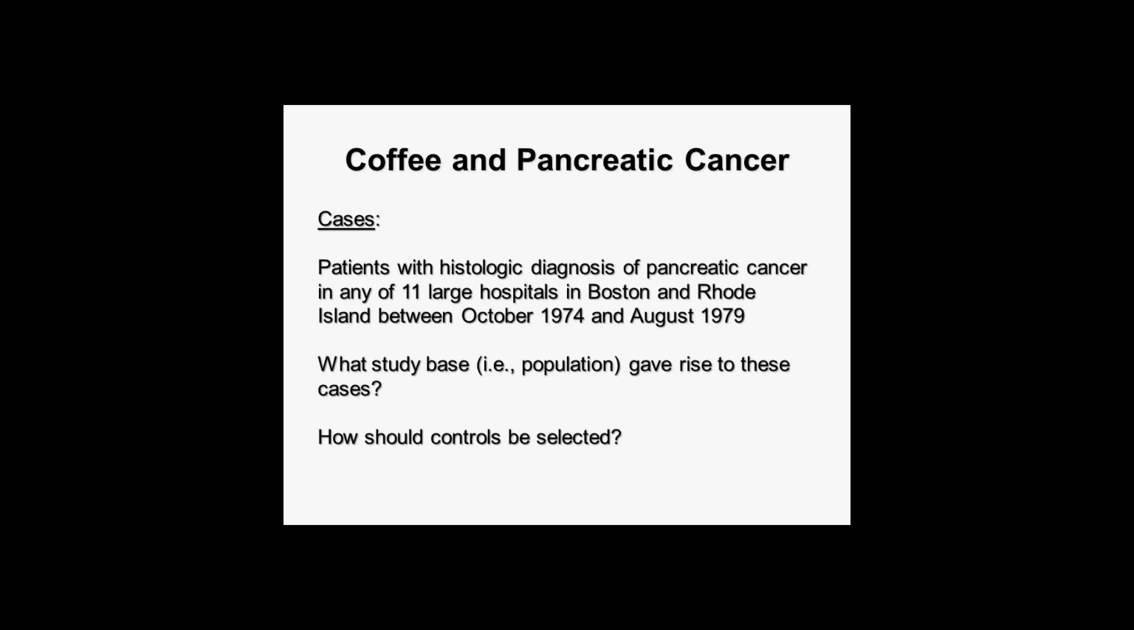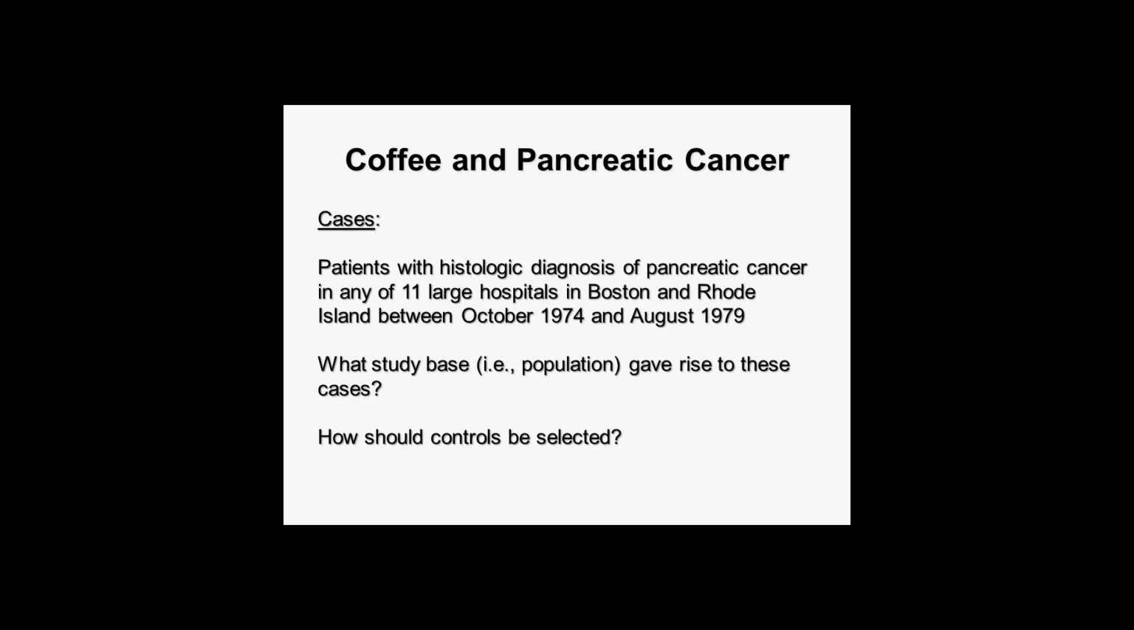And so the cases are actually patients with histologic diagnosis of pancreatic cancer in any of 11 large hospitals in Boston and Rhode Island between 74 and 79. And so when we think about the study base and the population from which these cases arose, what is the primary study base? Exactly. It was Boston and Rhode Island between October 1974 and August of 1979. And so if you live in Boston or Rhode Island within those time periods, you are part of that primary study base for this population.